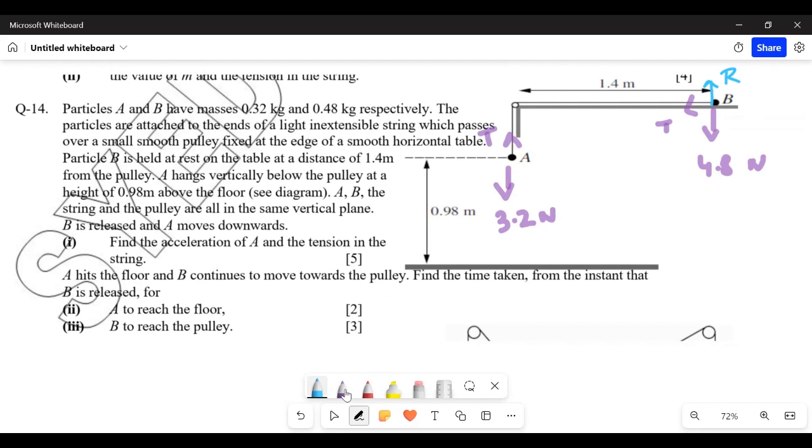The particles are attached to the ends of a light inextensible string which passes over a small smooth pulley fixed at the edge of a smooth horizontal table. The particle B is held on the table at a distance of 1.4 meters from the pulley. A hangs vertically below the pulley at a height of 0.98 meters above the floor. A and B, the string and the pulley are all in the same vertical plane. B is released, A moves downwards.